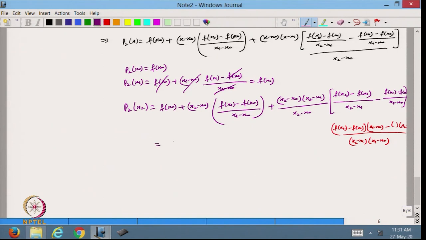so that we can verify from here that p2(x2) should come equal to f(x2). Only this term will be left, all other terms will be cancelled out from here also, and then we can do the verification with this one. So, from here I will get p2(x2) that should come as f(x2). So, this we can verify ourselves, just a little bit we have to do some calculation.